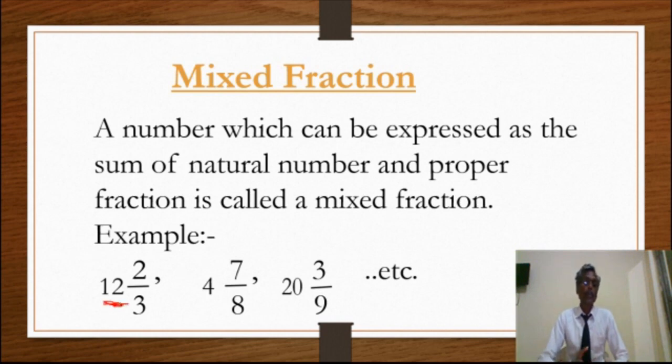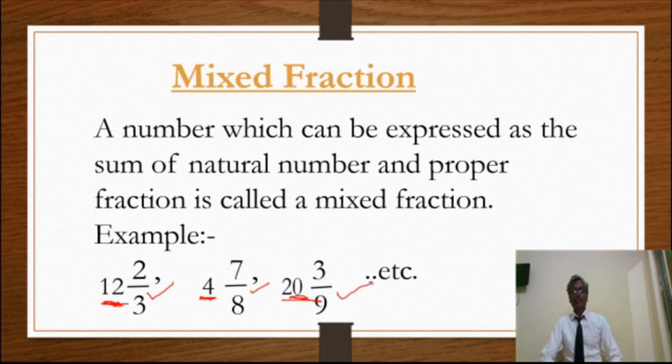Well, look at the first example, 12 whole 2 upon 3. 12 is a natural number and 2 upon 3 is a proper fraction. Similarly, 4 is a natural number and 7 upon 8 is a proper fraction. 20 is a natural number and 3 upon 9 is a proper fraction. Therefore, these all are mixed fractions.